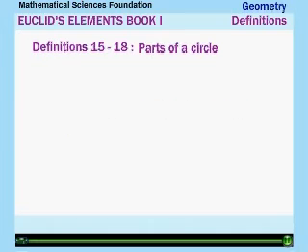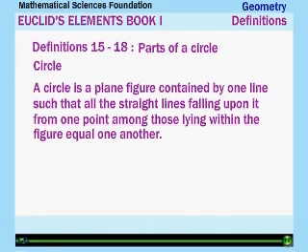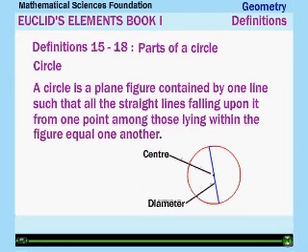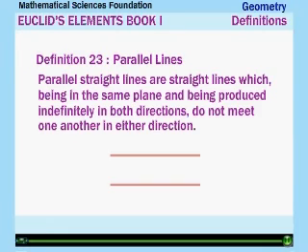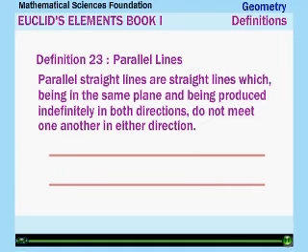Definitions 15 to 18 give you the definitions of various parts of a circle. Definition 23 is probably the most important definition in this book. It tells you what parallel straight lines are. These are straight lines which are drawn in a plane and being produced in either direction never meet each other.